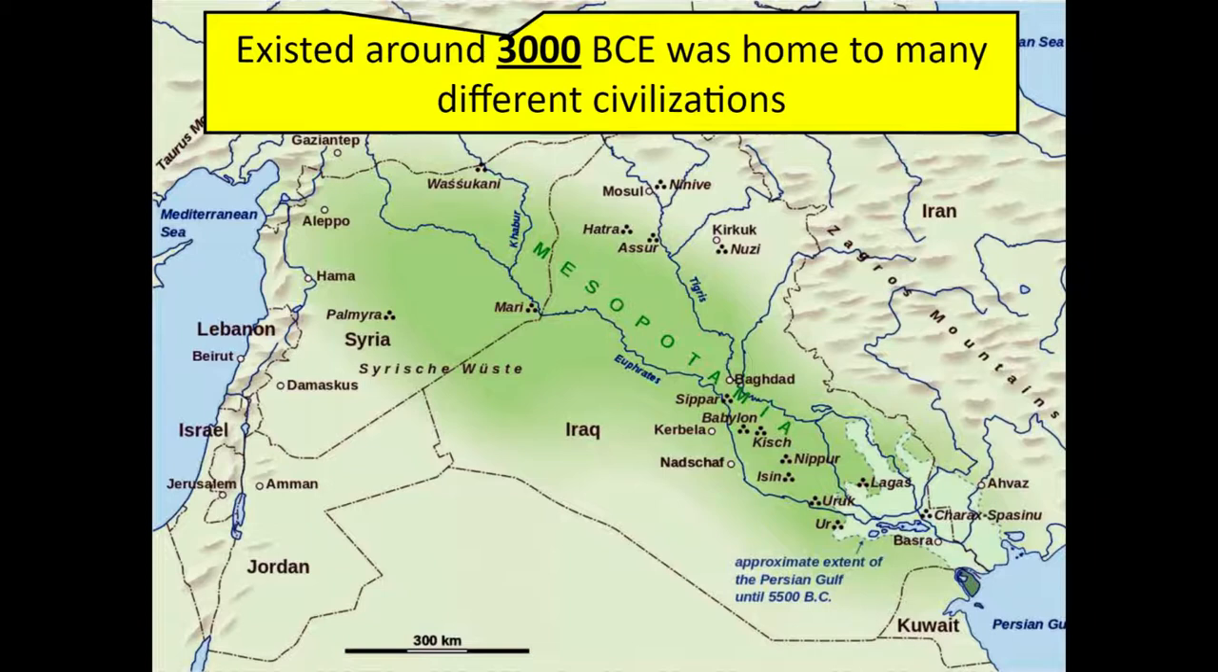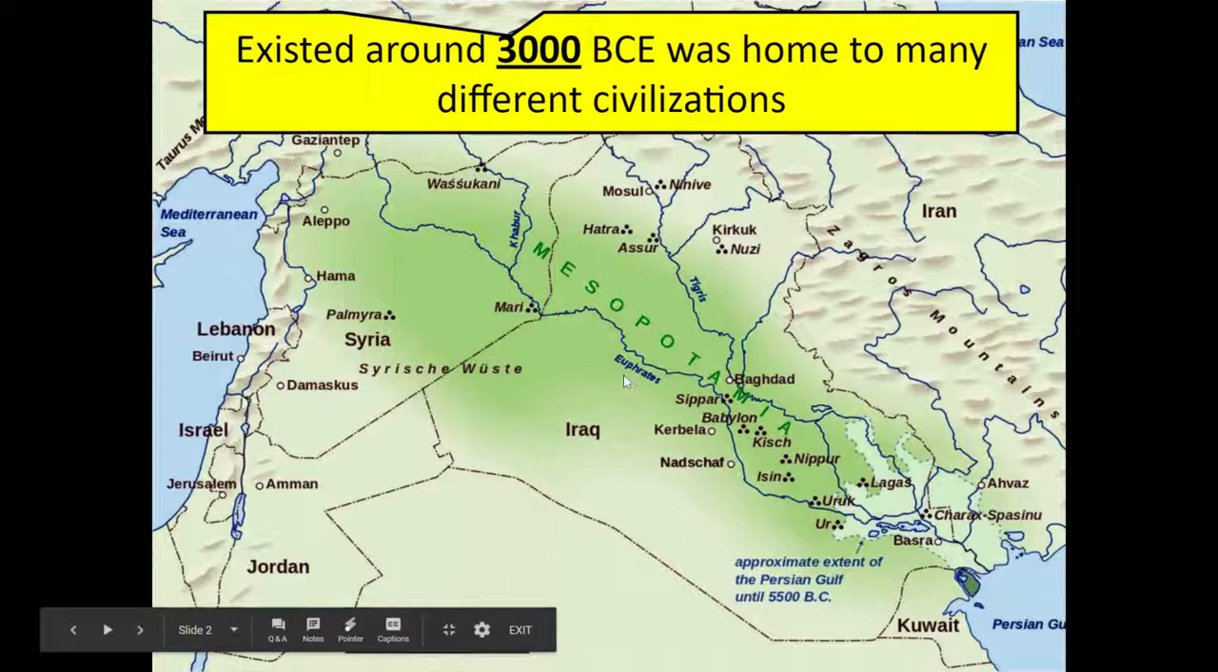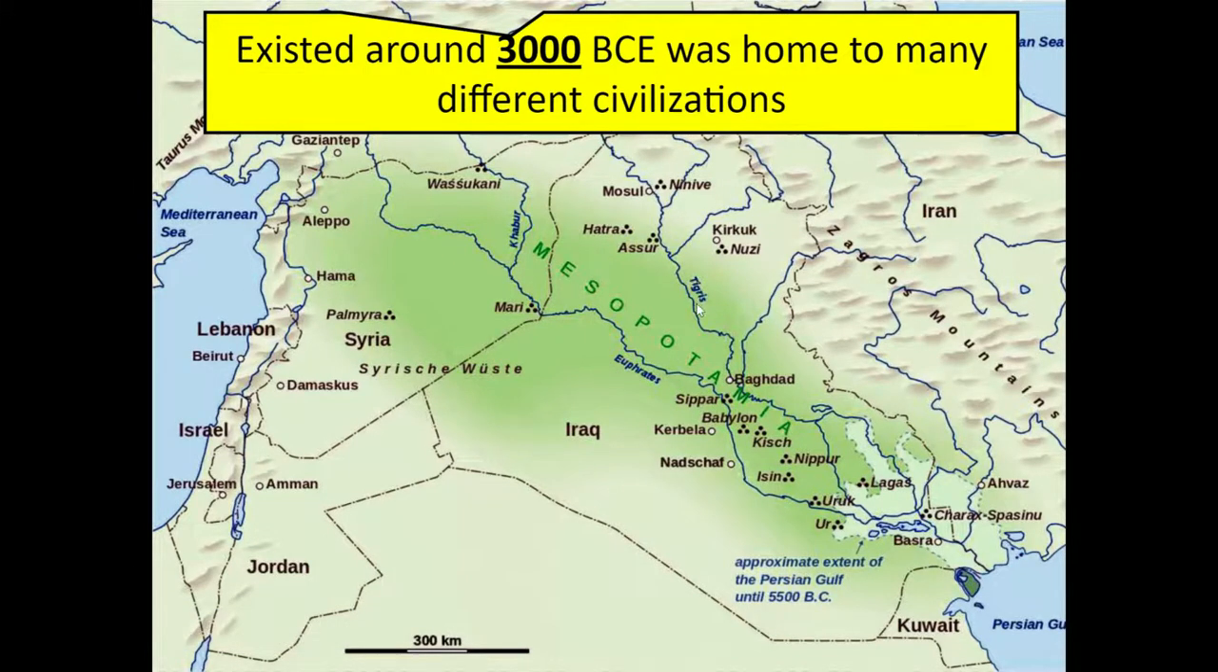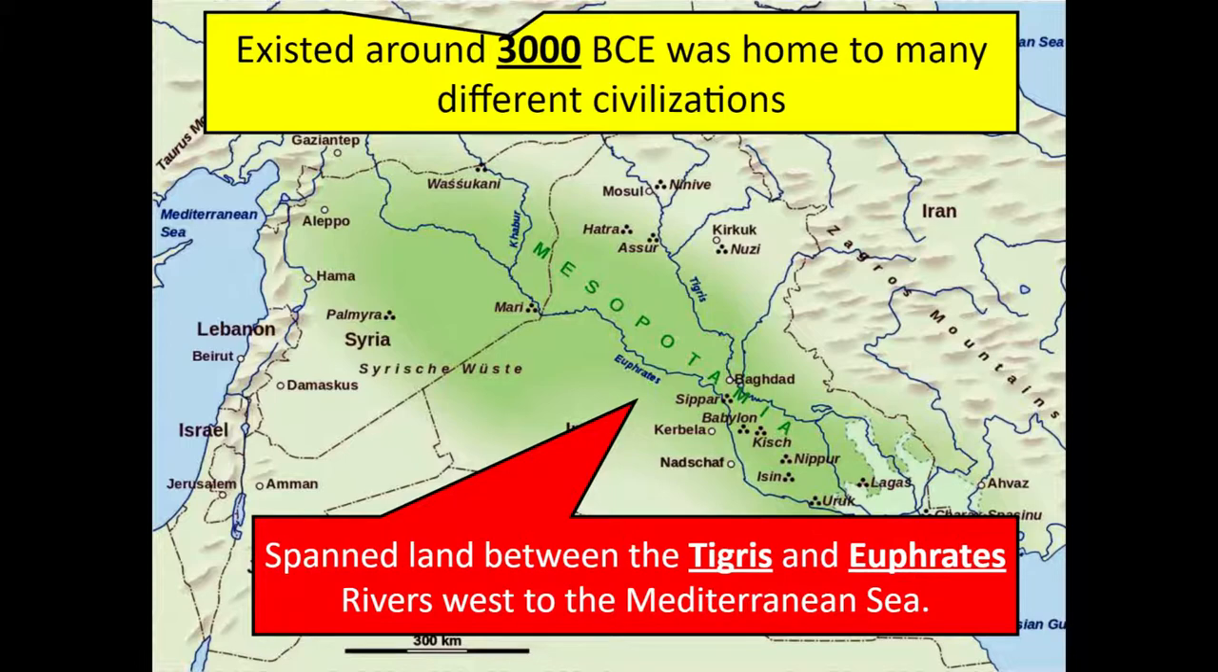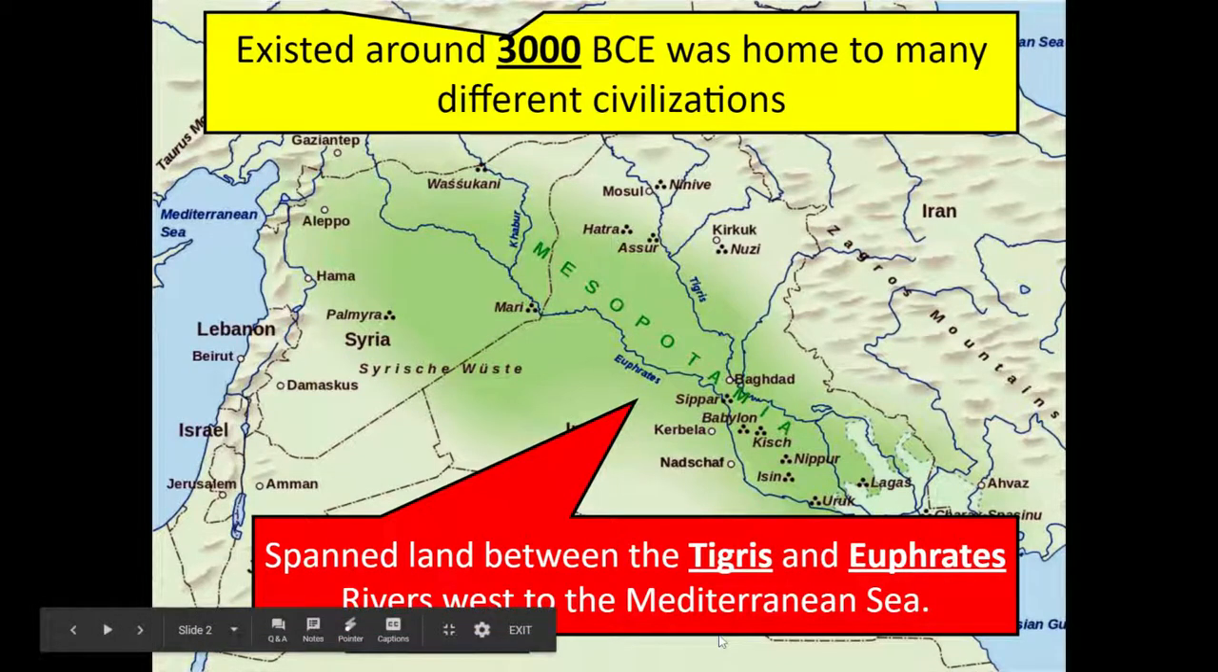Mesopotamia existed around 3000 BCE and was home to many different civilizations. You can see them listed here. I want you to note that they're in between the Tigris and the Euphrates River. Those are going to be our important rivers for this group of civilizations. They spanned the land between the Tigris and Euphrates, and they were west of the Mediterranean Sea.